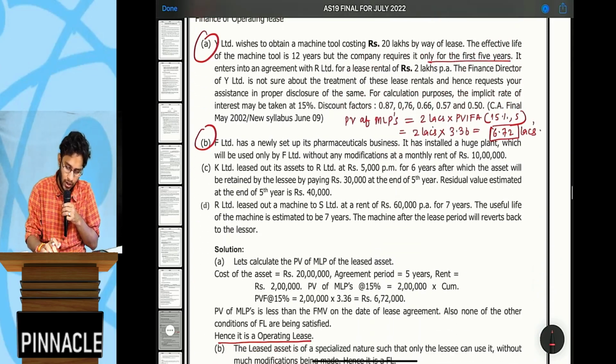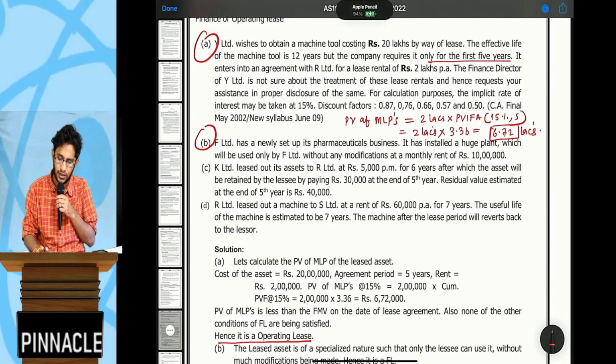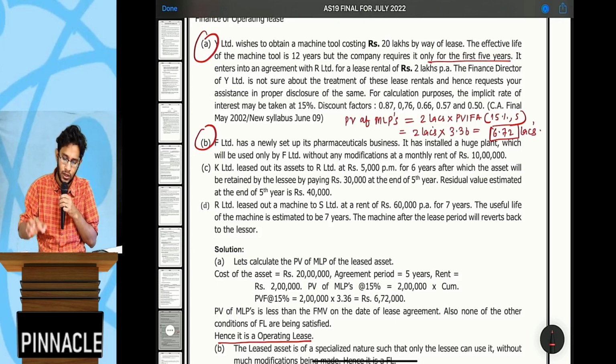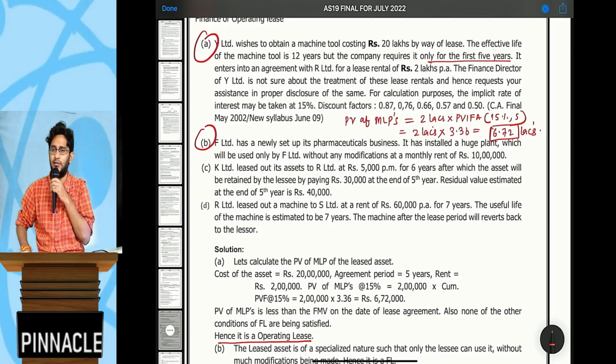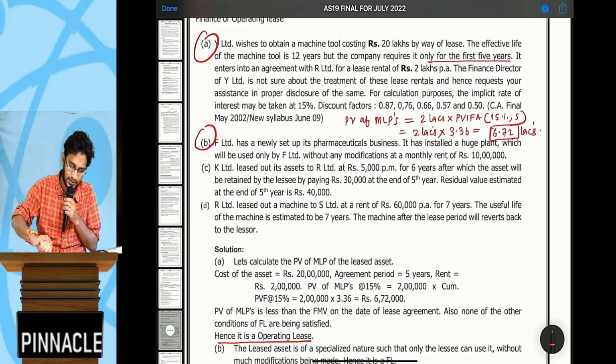Next. F Limited has newly set up its pharma business. It has installed a huge plant which will be used only by F Limited without any modifications at a monthly rent of 10 lakhs. This is a specialized nature asset. It falls into the category of finance lease.